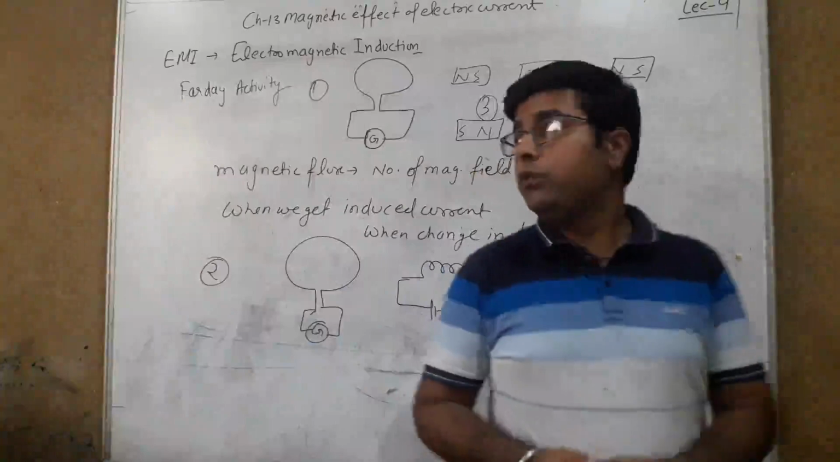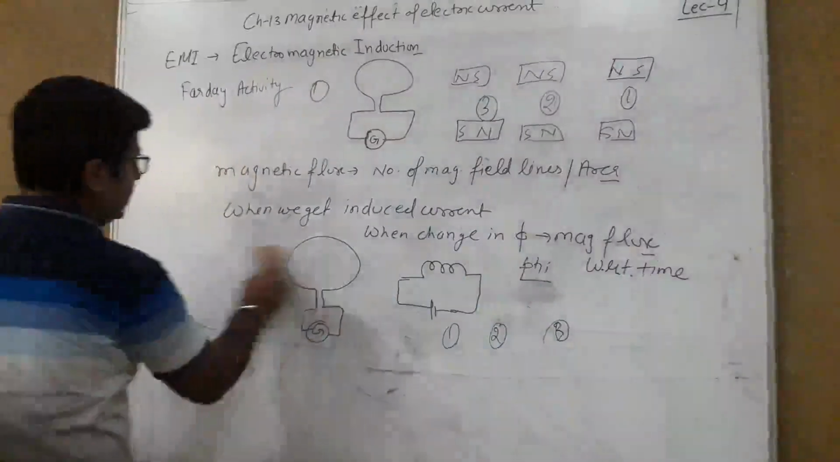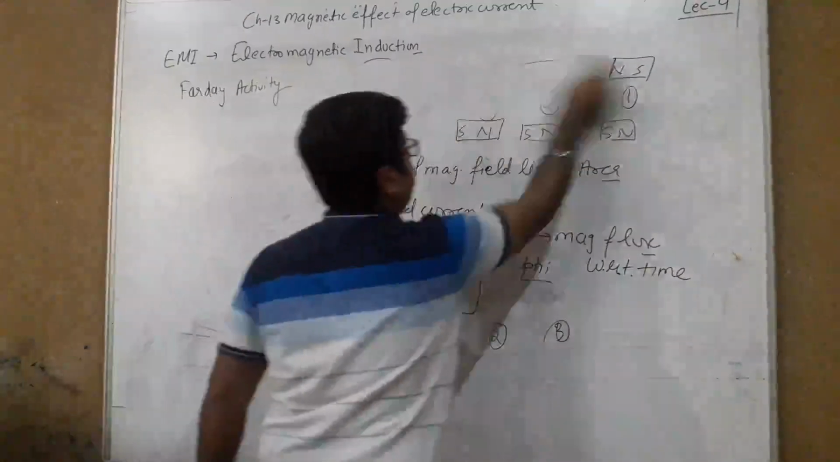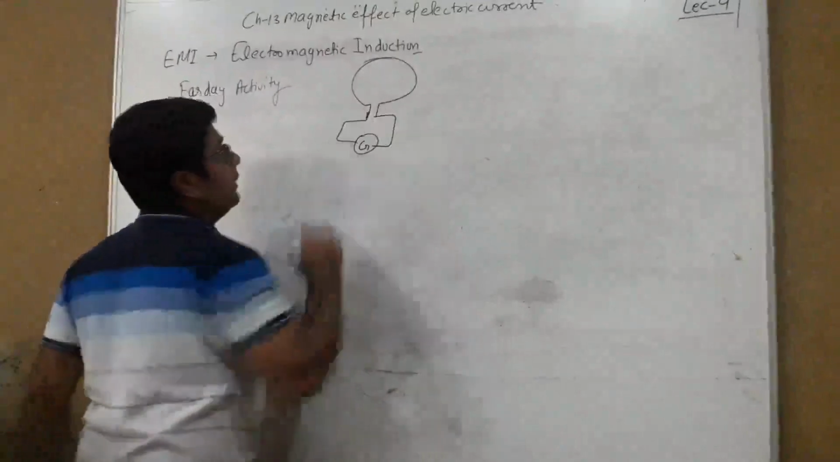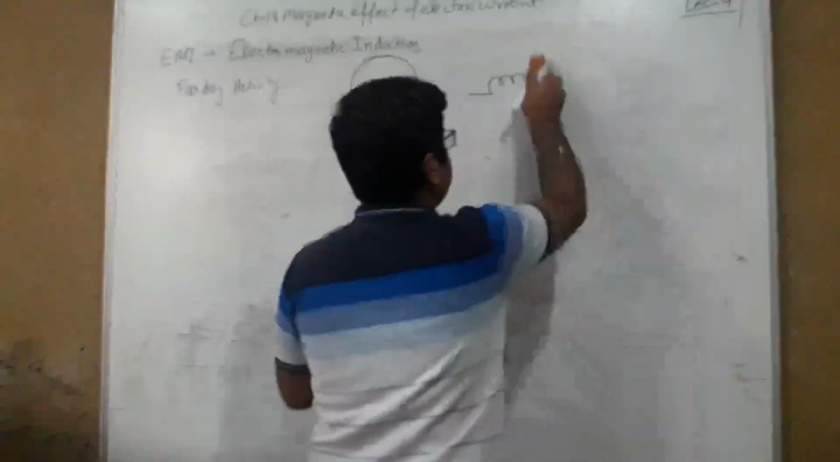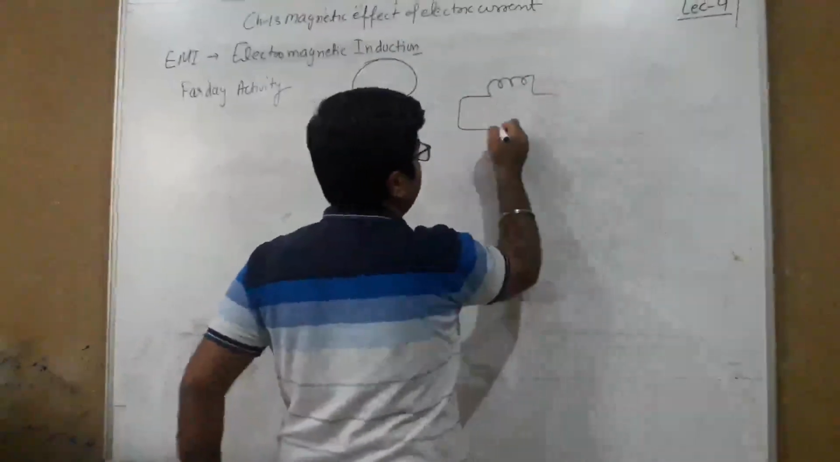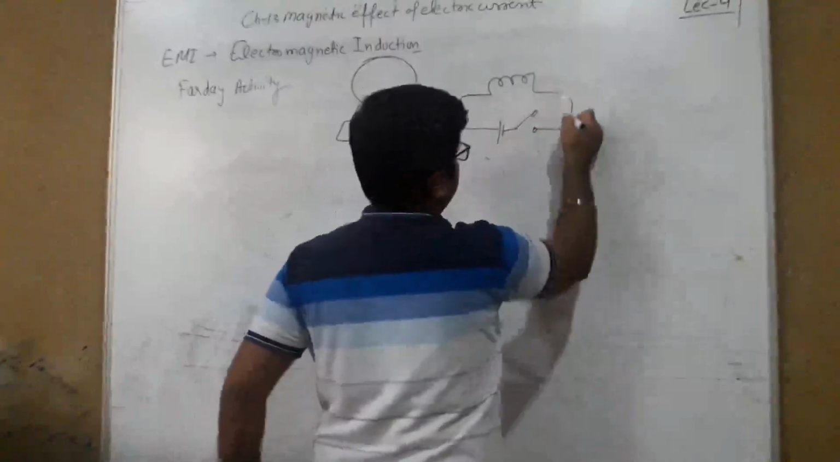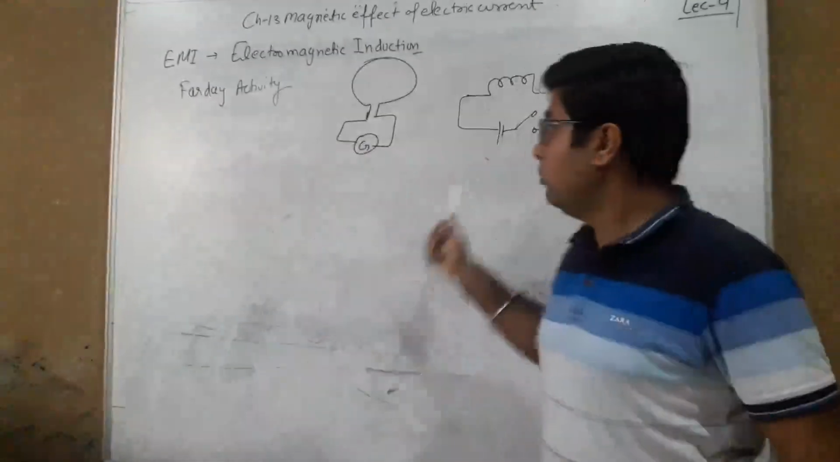And the third activity which Faraday did, noted down. Then I erased it. Now the third activity is: we take the same situation, that this is a coil, and this is attached with a galvanometer, and now he placed a coil over here, like this. Now this coil is not moving.